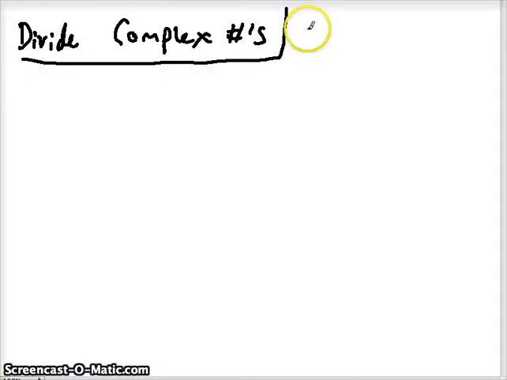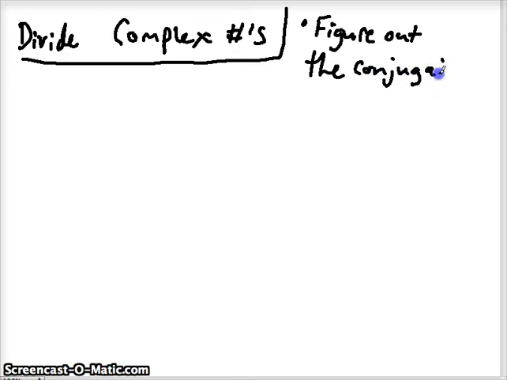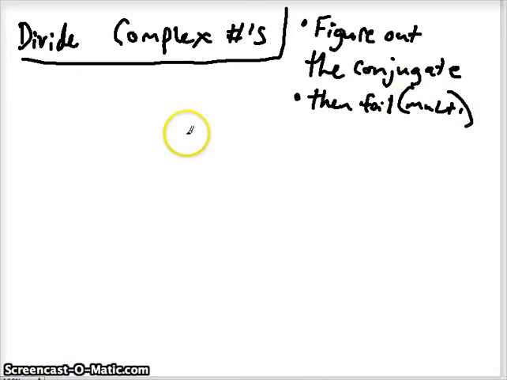It's two-step. First, we need to figure out what the conjugate is. Figure out the conjugate. And then FOIL. Usually FOIL or multiply. Okay, so let's do an example here. Take you through the process.